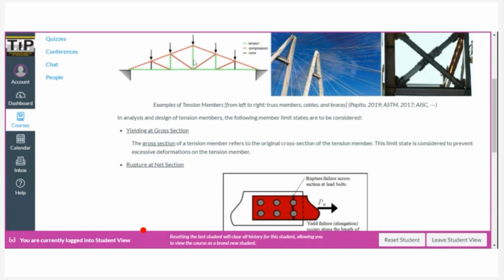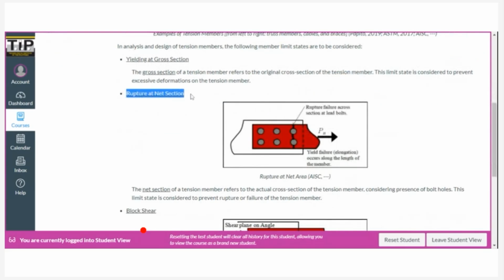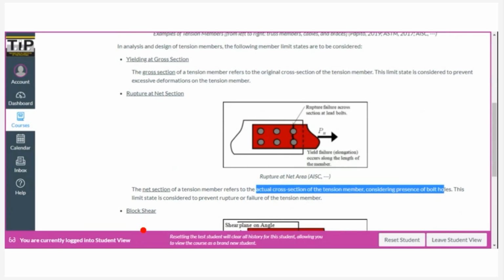Okay? Next one, we have the rupture at neck section. So the neck section is the actual cross-section of the member considering the presence of the bolt hole. So for example, we have this one. The cross section is actually located at this part. So since walang butas. And the net area, the net section rather, is located here, na, at a plane intersecting the holes. So this is what we call the net section.